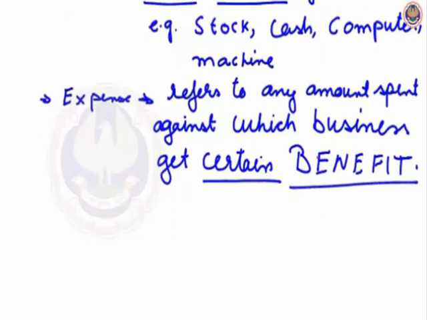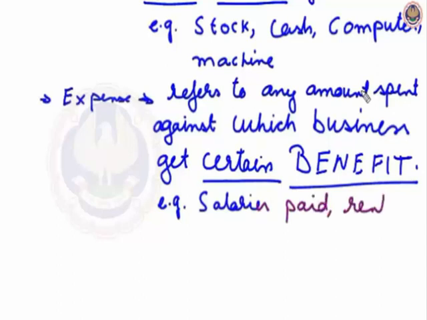Sometimes it may happen that the business gets greater amount of benefit, and sometimes it may happen the business does not get that much amount of benefit. But with the help of any type of expense, business will get certain benefit. It may be of lesser amount or it may be of greater amount. Example, salaries paid, rent, etc.